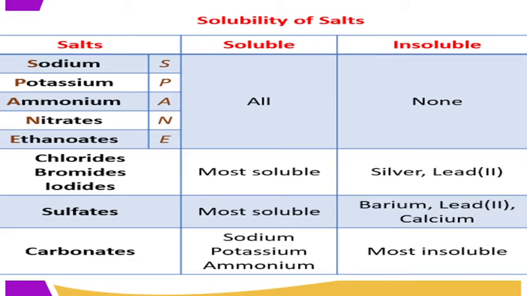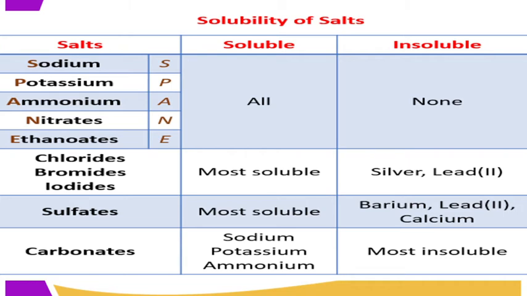All carbonates are insoluble except those of group 1 metals and ammonium carbonate. Aluminium and iron carbonates do not exist in the environment. There's one thing you should note: lead(II) chloride is insoluble in cold water but soluble in hot water. That is a point you should note.